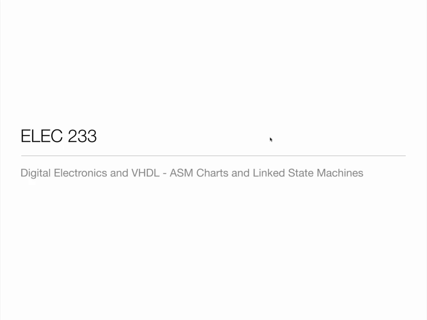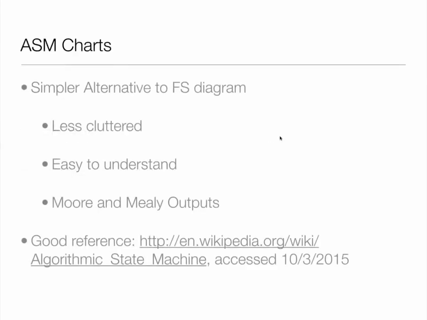So if we have a look at this next slide. So ASM charts, arithmetic state machines. Okay, they look a little bit like flowcharts, as you'll see. They're not. There's no microprocessor, of course. So they are, one could argue, an alternative to the standard finite state machine diagram.